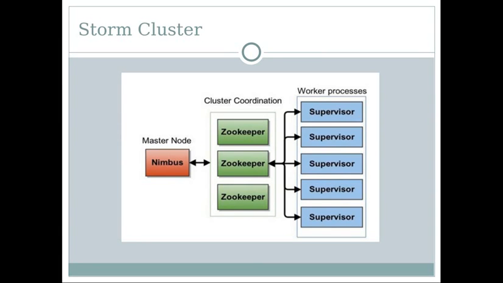The Zookeeper nodes do the cluster coordination, that is, they help in communication between the Nimbus and the supervisor, that is, the master and the slave nodes or worker nodes. The individual worker nodes execute a subset of the topology, and the supervisor is the daemon which runs on the worker nodes and waits for its action from the Nimbus. It waits for certain processes to be received from the Nimbus.